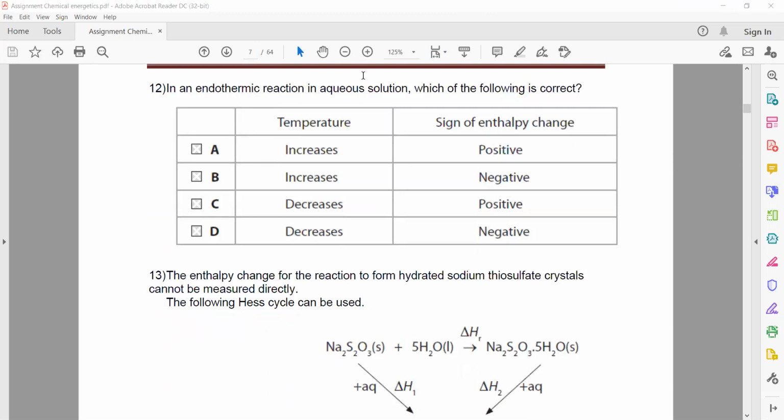In an endothermic reaction in aqueous solution, which of the following is correct? In an endothermic reaction, what happens to temperature? They mean the temperature of the surroundings, and what is the sign for the enthalpy change? Question 12.